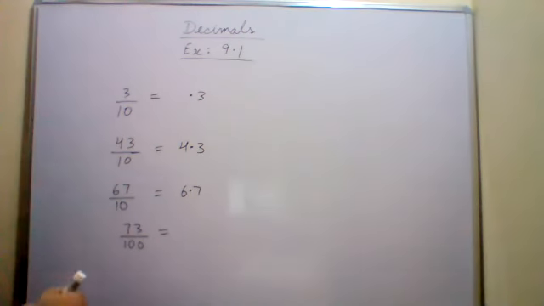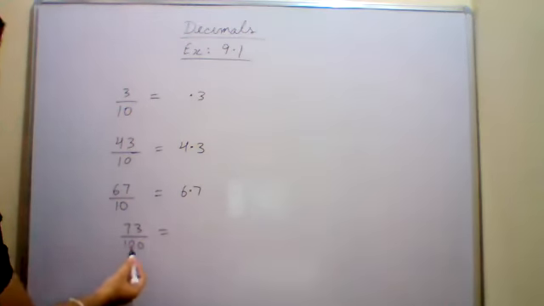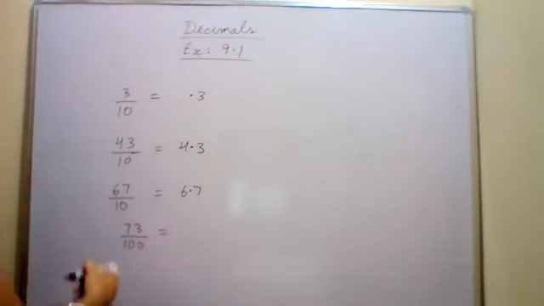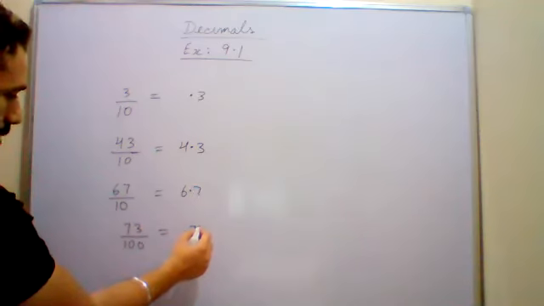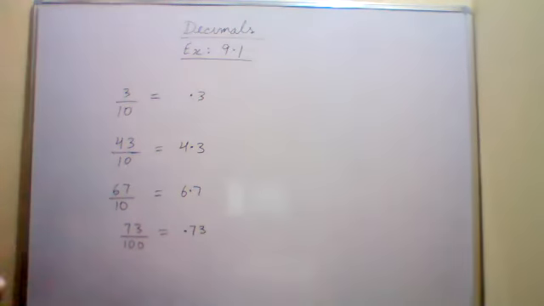Now there are two zeros in the denominator. So the number of digits after decimal should be 2, because it is 100 in the denominator, which has two zeros. So after decimal there should be two digits. 0.73 is the answer. Got it?